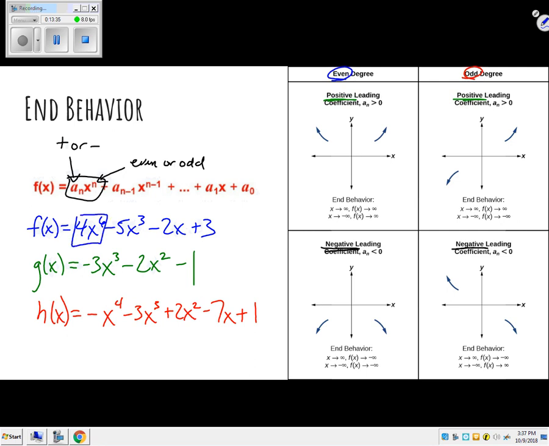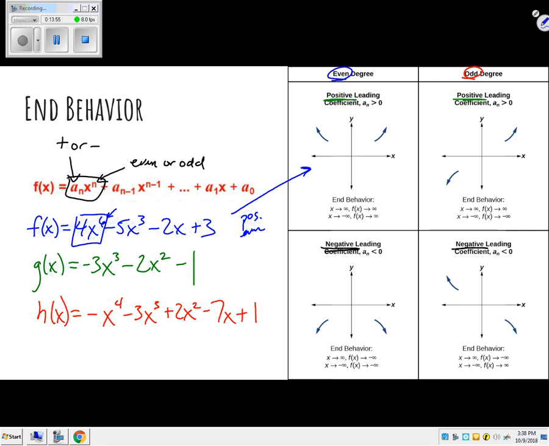So the big number in front, the 4, I see that it is a positive number. And then I'm going to look at the exponent up here. It's 6. It's an even number. So I'm going to go through all these. I'm going to search for where it's positive and even. And it matches up to this one.